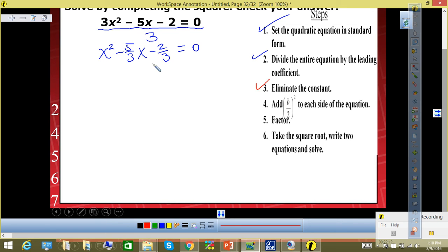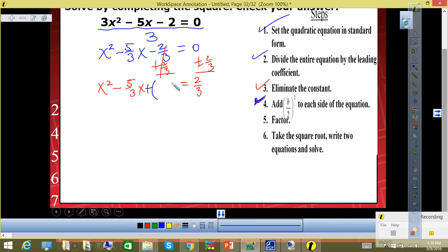Hold on, let me show you the next step. Add 2/3 to both sides. We end up with x squared minus 5/3 x, blank, equals 2/3. Now, before I move on, hold on. I'm going to add b over 2 squared. So pay attention to this part. Pens down. Just so that you see how this works.